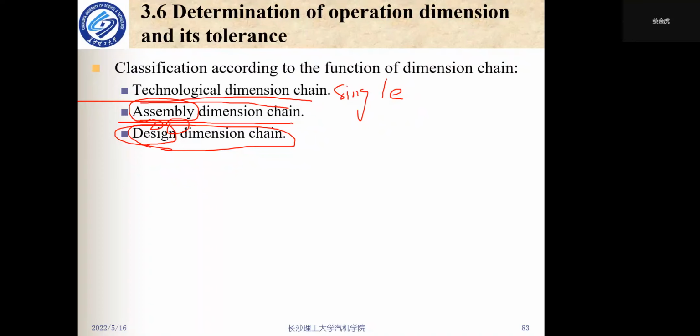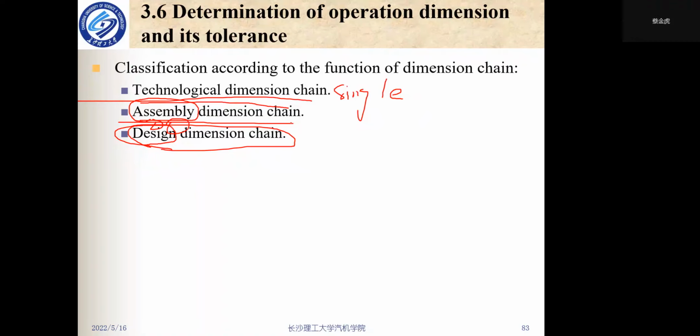And the last one, the design dimension chain. It is formed by some related dimensions in a part design drawing. The drawing is composed of many letters: D, R, A, W, I, N, G. The design dimension chain is formed by some related dimensions in a part design drawing.